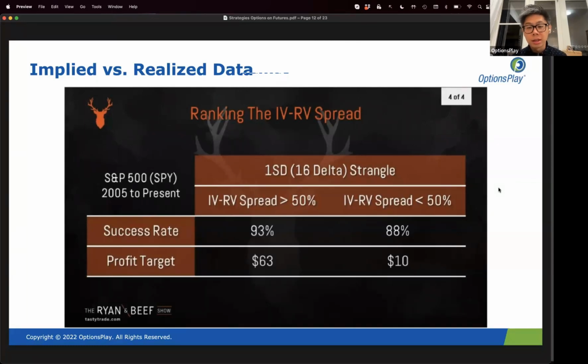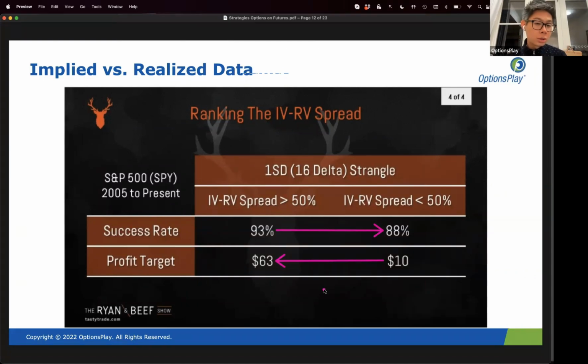And this is some of the optimization that they started to do. They started looking at when implied volatility versus realized volatility was higher than normal versus when it's lower than normal. And what you start to see is that you have a slightly higher success rate, not a huge amount higher, but a little bit. But the profit target was greatly improved when you wait for implied volatility to be higher than normal relative to realized volatility. And this is that IV rank metric that we were talking about before.